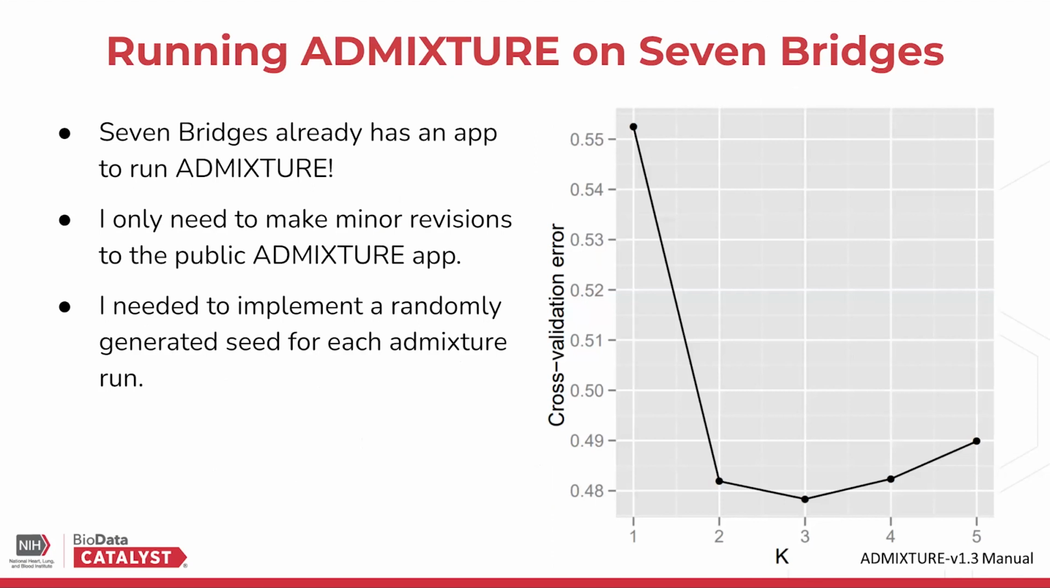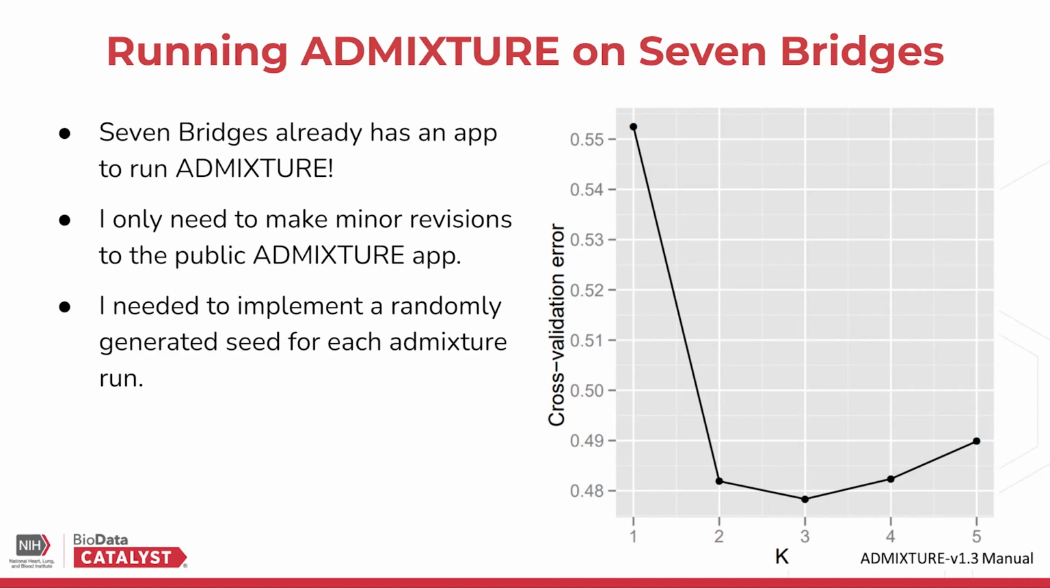And so I wanted to run admixture on 7 bridges, and luckily for me, there's already a publicly available admixture app for me to be able to use. However, I did need to make a couple minor revisions so that I could use the admixture app how I would like to, based on how I would normally run it locally.